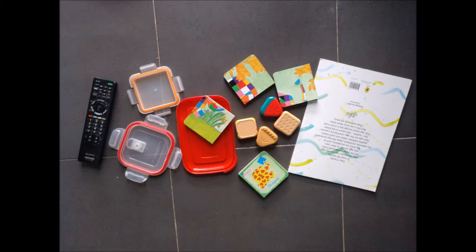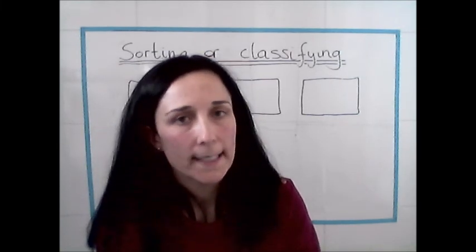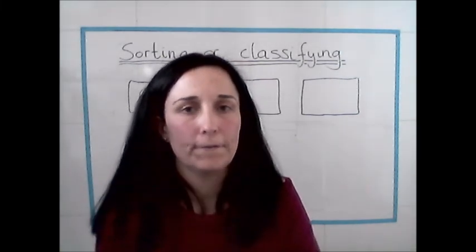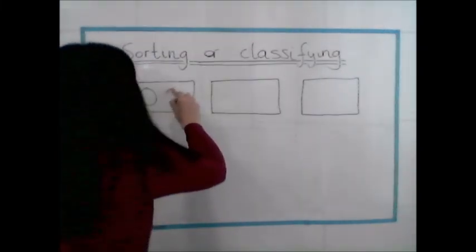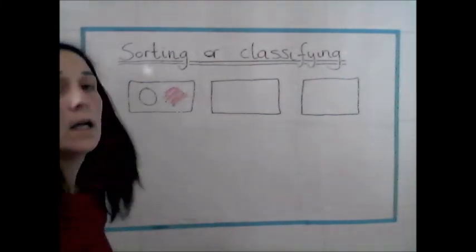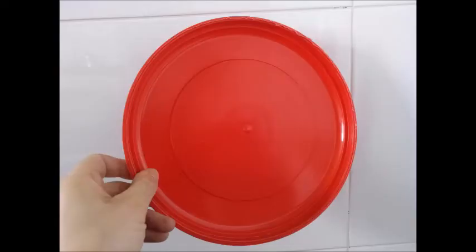Let's see them again. Circles, no circles. Now that I have all the circles together, I am going to create another code. This one is going to be a little bit more difficult because it's going to be circles and what color is it? Red. Let's see my circles again. Among my circles, which one is a circle and red? Very good. This is the only one that is a circle and is red.